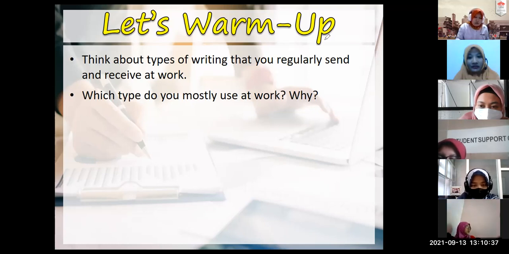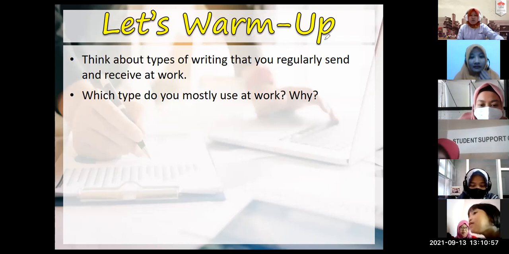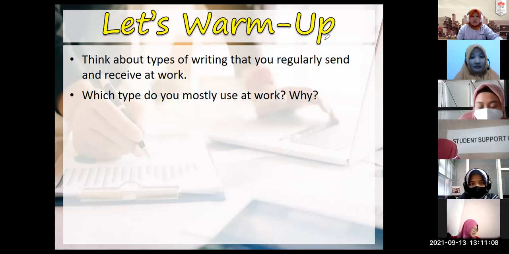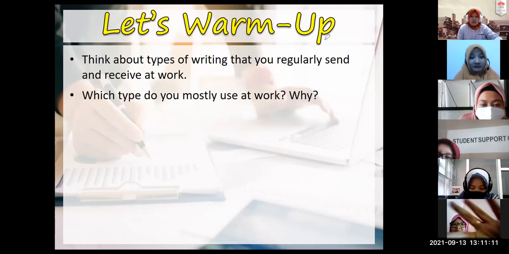Which type do you mostly use? Memos, letters, or emails? We want to share. Yeah, sure, Miss Alvia. Maybe in admission, mostly we use email. Emails, okay. For correspondence, because we have to make some information or announcement to new students with email. With email, all right.